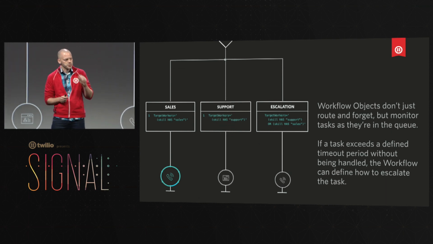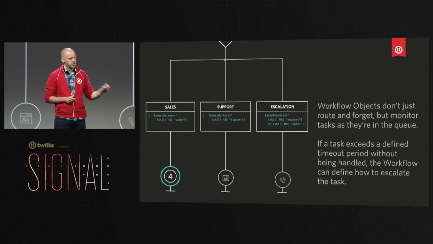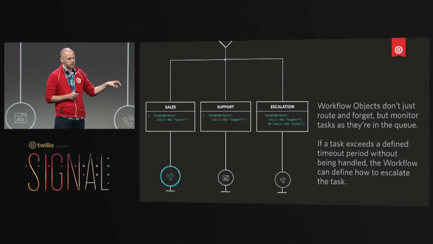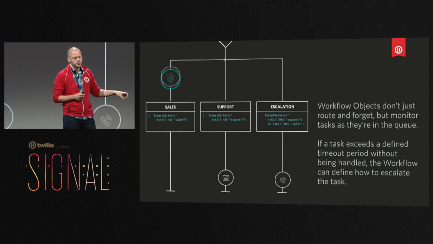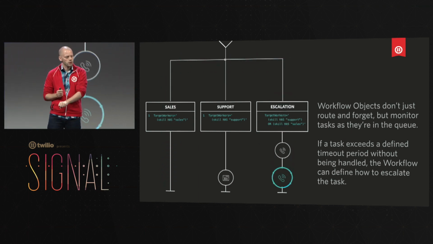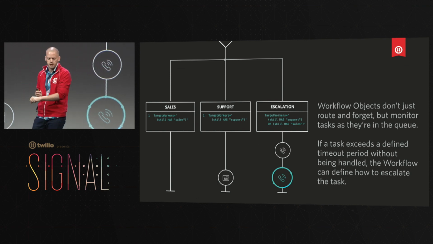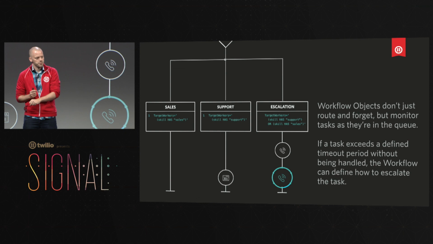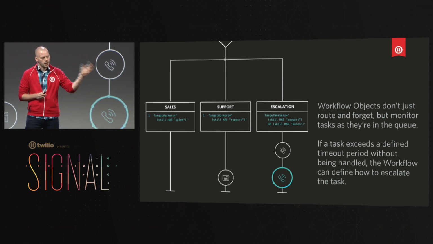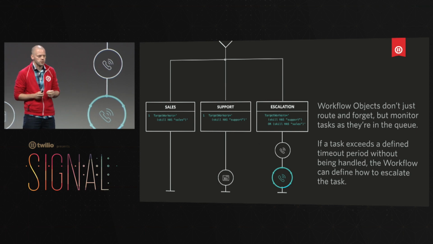But the workflow doesn't just route and forget. It's keeping track of every task in the system. And if you've defined escalation and timeout rules, it will keep track of something and say, this has been waiting for too long. I'm going to escalate this according to your particular escalation rules. So in this case, we've said if it times out and it's not handled quickly enough, escalate it and change it to a different queue.